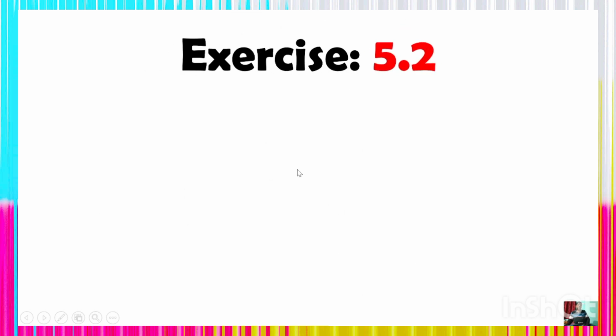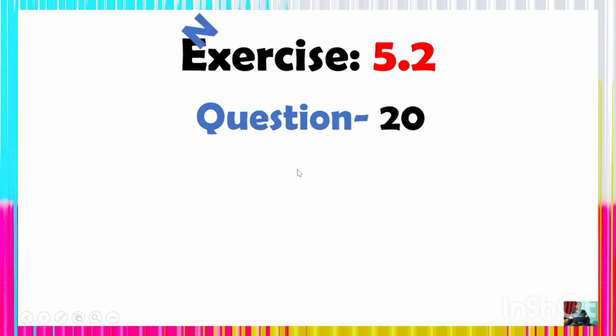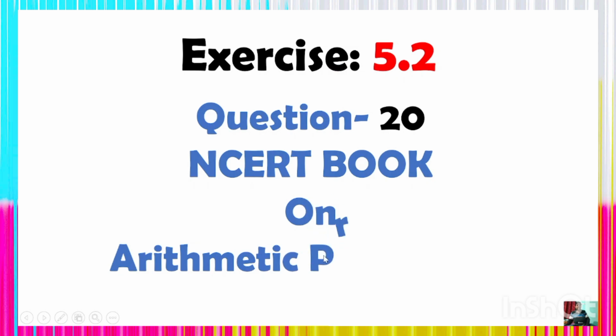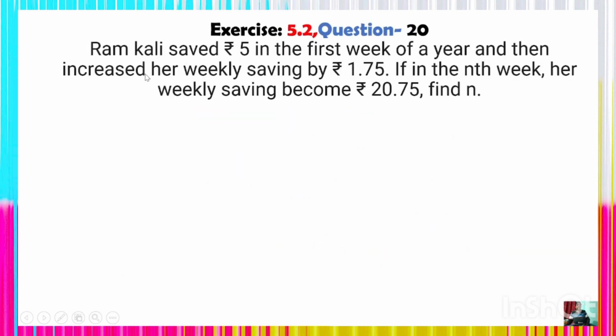Here is question number 20 I am going to discuss for you. Look at the problem here. This is another word problem, an interesting problem. Ramkali saved 5 rupees in the first week of a year and then increased her weekly saving by 1 rupee 75 paisa. If in the nth week her weekly saving is 20 rupees 75 paisa, find the value of n.